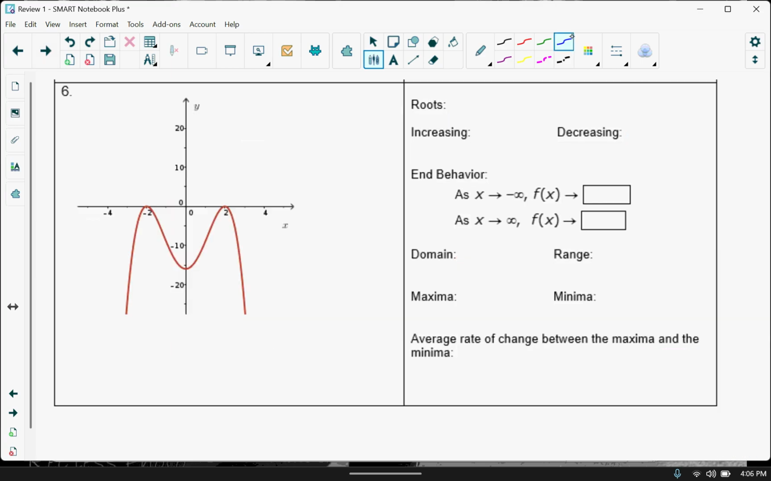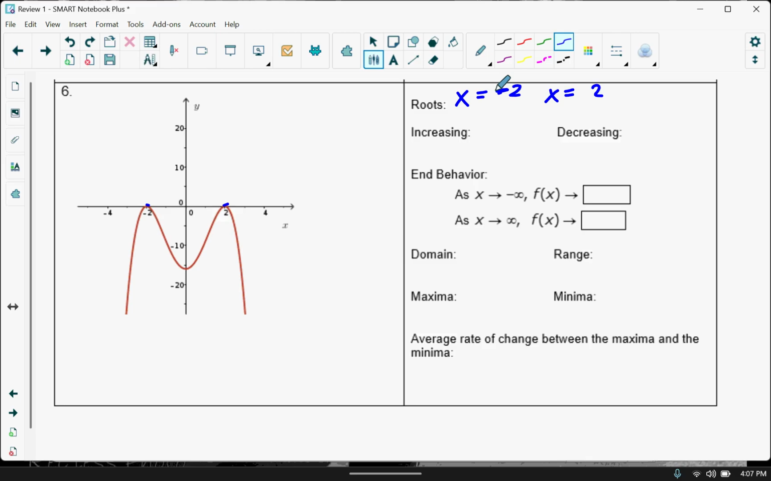Okay, next one. Next one asks for the roots. The roots are on the x-axis. This one has 2 roots. So this one is at x equals -2 and x equals +2. So I decided to change it up on you, and instead of writing it as a point, I'm just writing it as x equals. Let's do the end behavior.